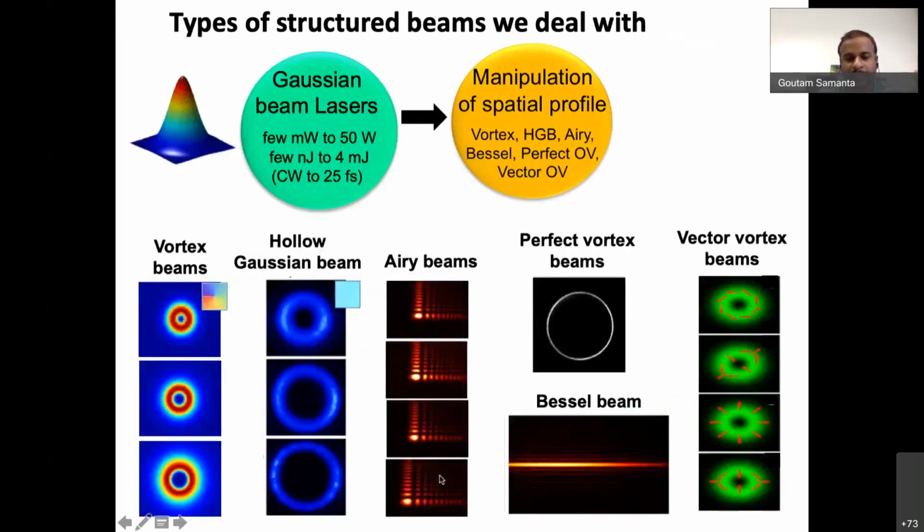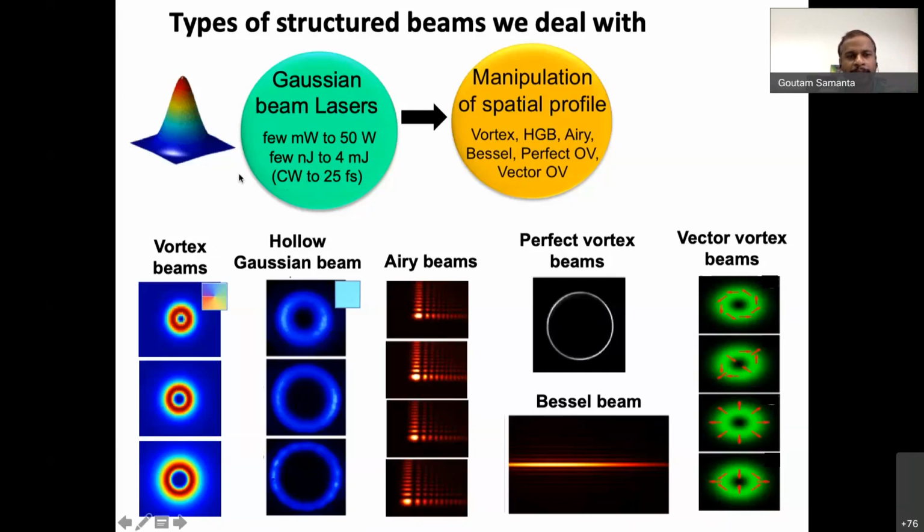Okay, so as I said initially, we deal with different types of structured beams. These are the special structures of beams we are dealing with. Mostly, many of us might be aware of the Gaussian beam. Various applications require a Gaussian beam, because if you have a fundamental mode, you can focus it to a diffraction limit. So Gaussian beams are widely used, even in nonlinear interaction.